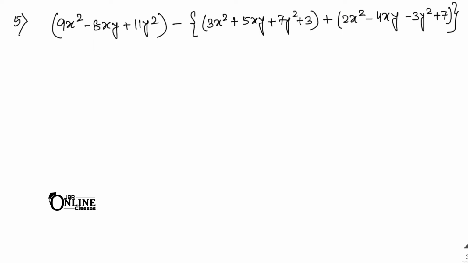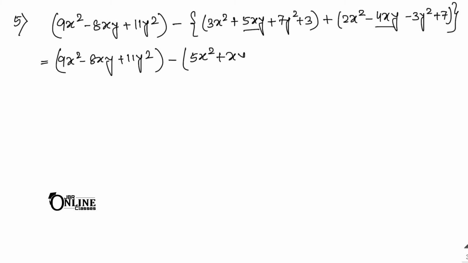Okay, that means first you have to find the addition of these two expressions and then subtract. So the addition will be 3x square and 2x square, it will be 5x square. Then 5xy and minus 4xy, so it will be only 1xy. 7y square minus 3y square, it will be 4y square. Then 3 plus 7, it's 10.